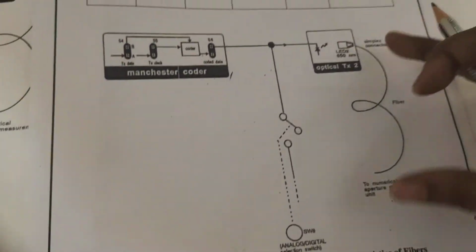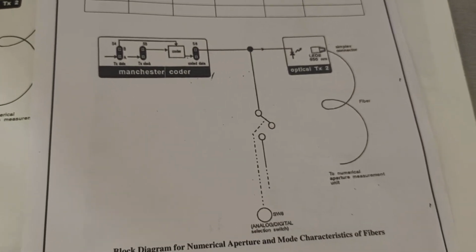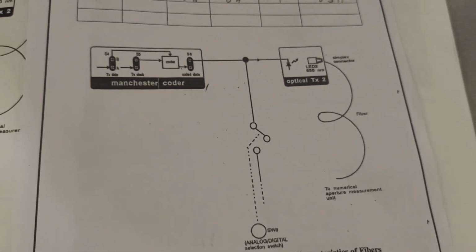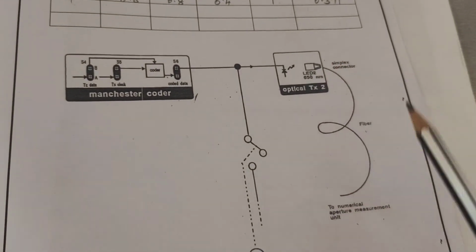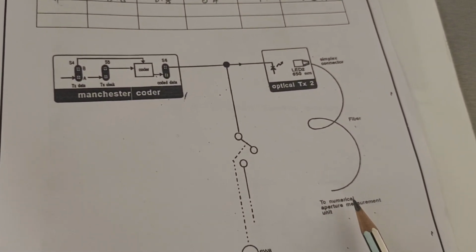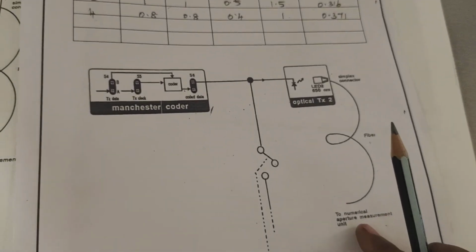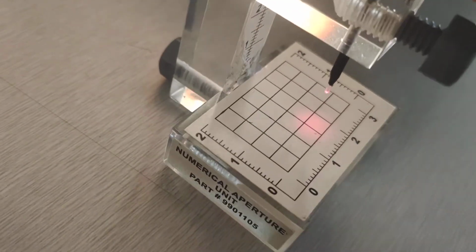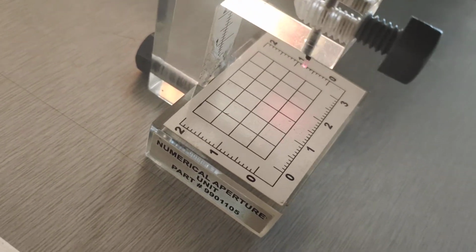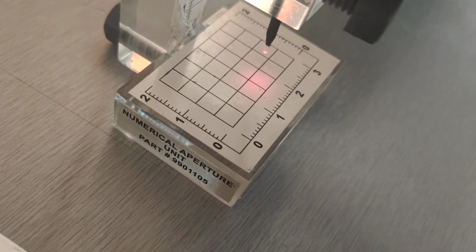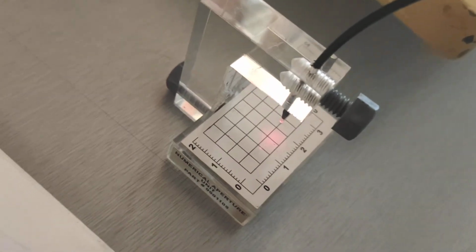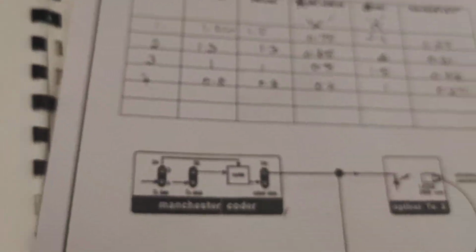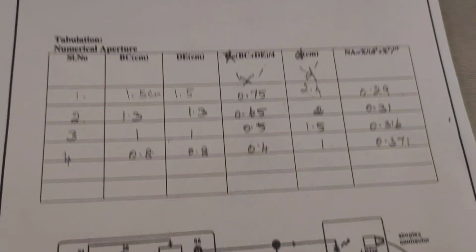So this is the setup diagram for this experiment. So it has optical fiber we consider is 1 meter. It is connected to LED source. Another end is connected to the numerical aperture measurement unit. So from this we observe that if you adjust the focal length correspondingly, the circular patch size is also varying. So the numerical aperture depends upon the diameter and also the focal length.